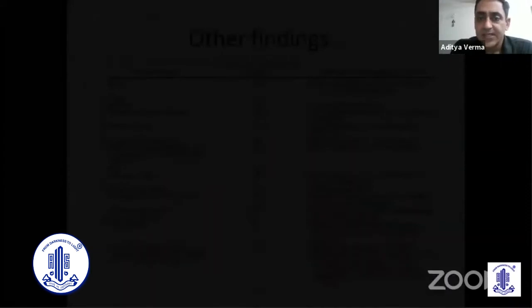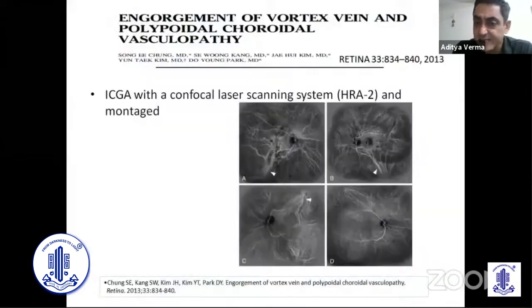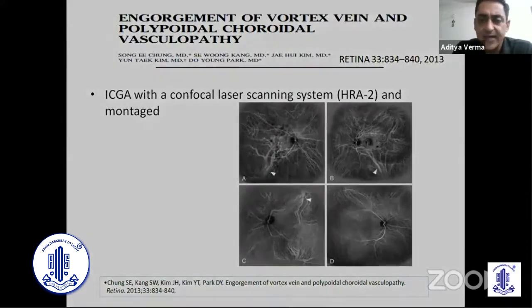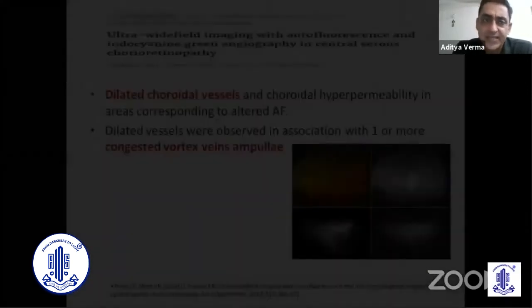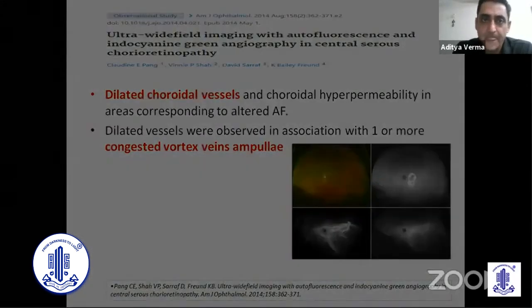Studies have shown that the choroidal vessels, as well as the ampullae of the vortex veins, are seen to be congested in eyes with PCV, and they can be picked up only with the help of the ultraviolet field ICG angiogram. Even in eyes with CSR, the dilated choroidal vessels and the congested vortex vein ampullae have been seen with the help of the ultraviolet field system.